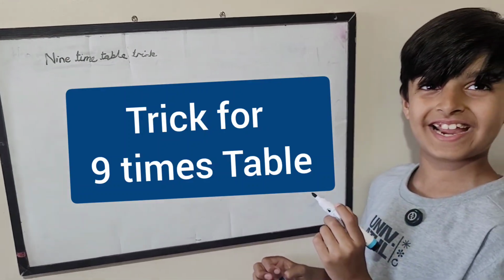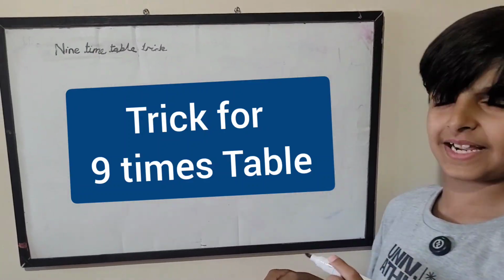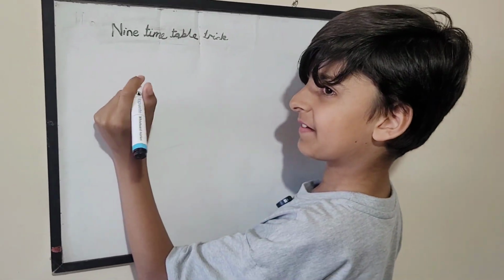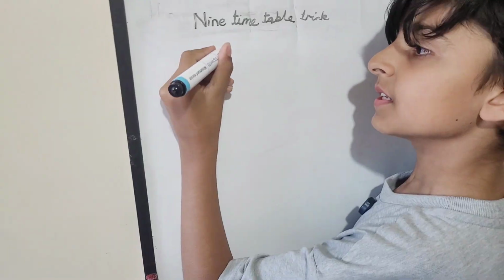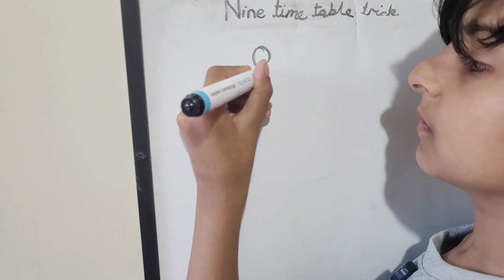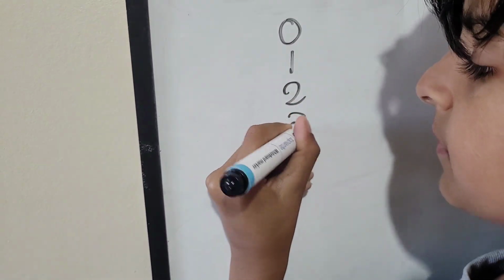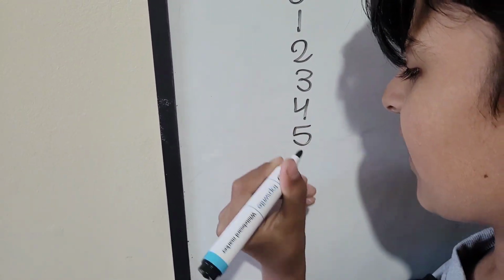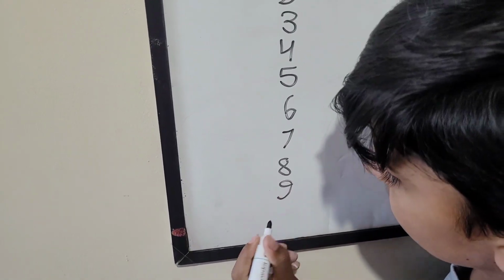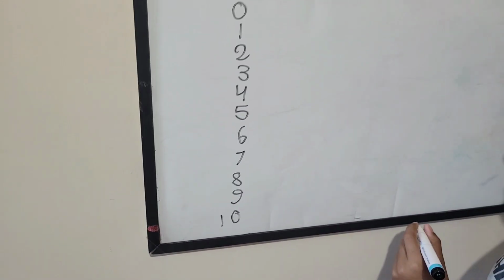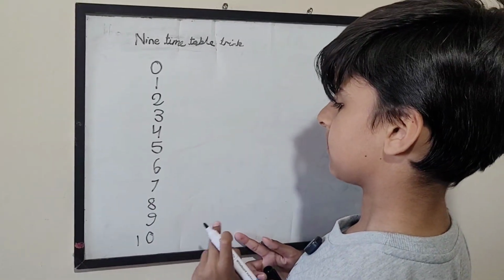Hi! And today we are going to do the trick for the 9 times table. First we need to write every number from 0 to 10. So we go 0, 1, 2, 3, 4, 5, 6, 7, 8, 9, and 10. Let's learn the 9 times table now.